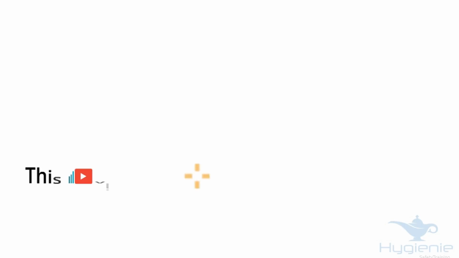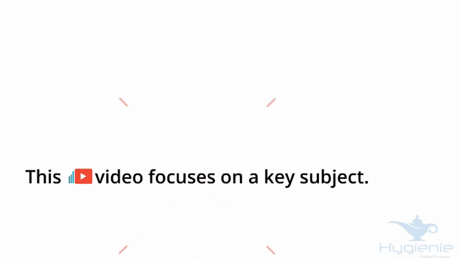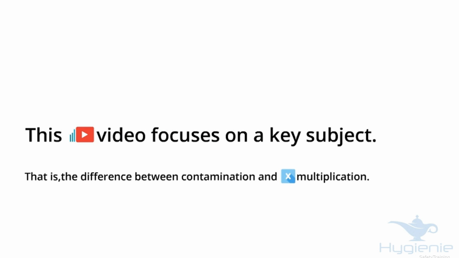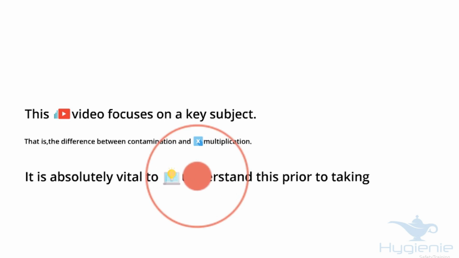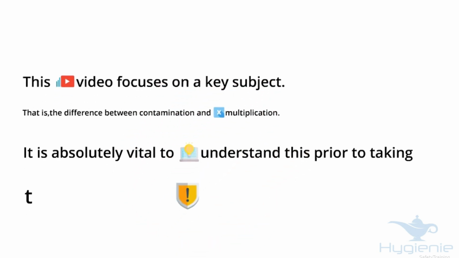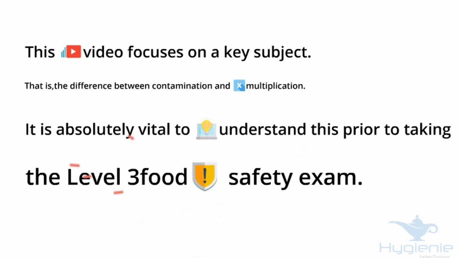Welcome. This video focuses on one key subject, that is the difference between contamination and multiplication. It's absolutely vital to understand this prior to taking the Level 3 Food Safety exam. So a hazard is anything with the potential to cause harm, and the first hazard we're going to look at is contamination.